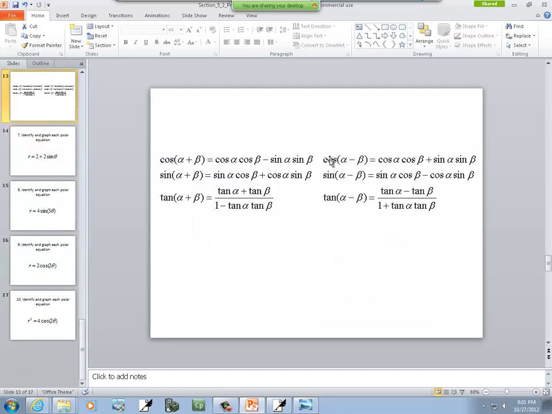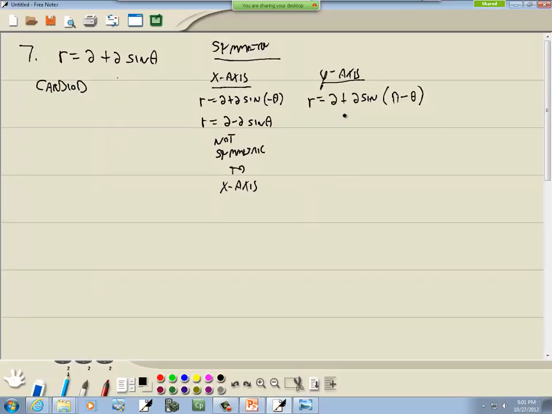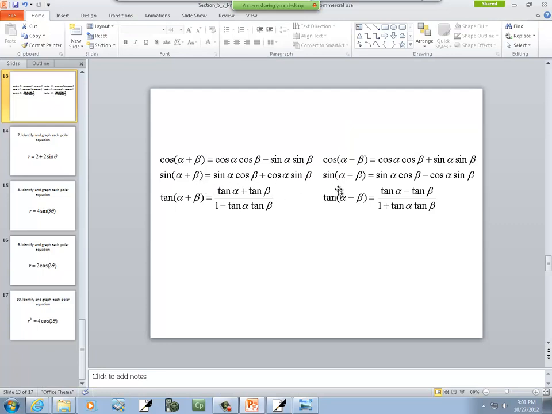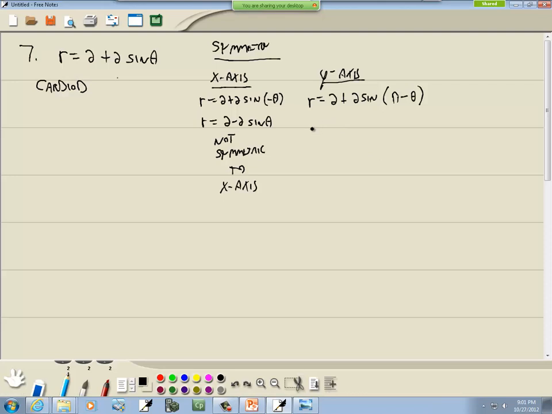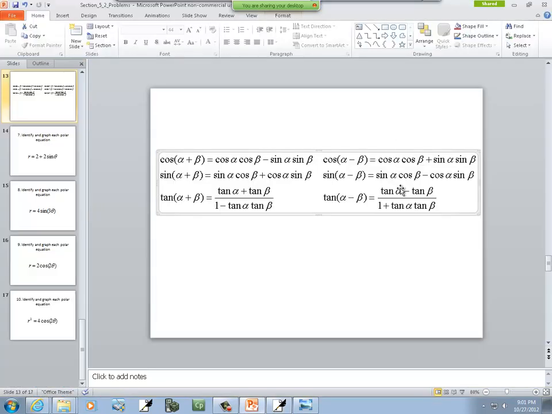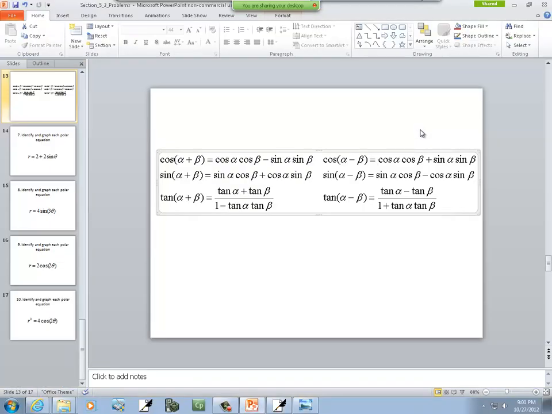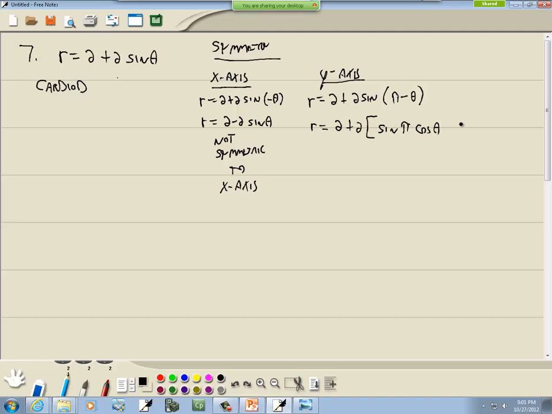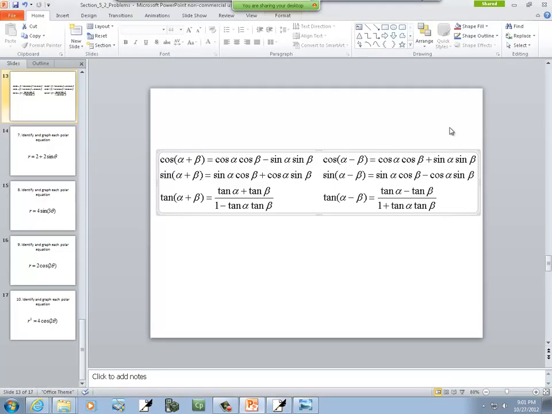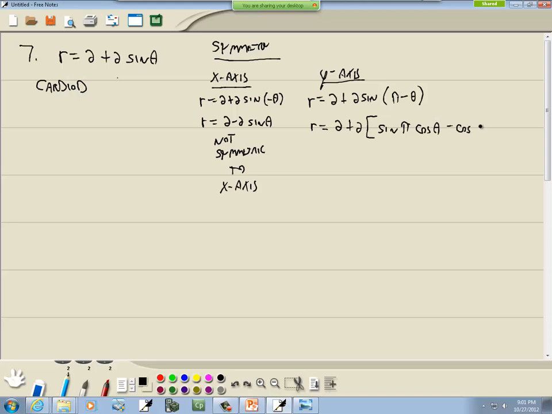So if we come down to here, that's this formula right here. So sine alpha minus beta equals sine alpha cosine beta minus cosine alpha sine beta. So this becomes r is equal to 2 plus 2 sine pi cosine theta minus cosine pi sine theta.